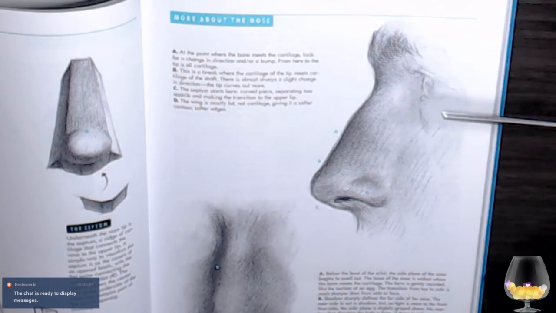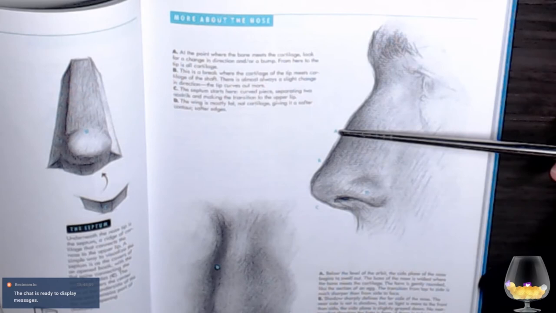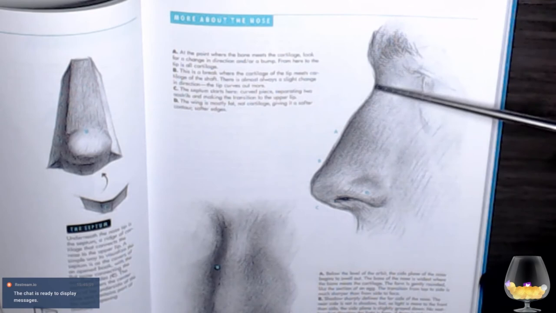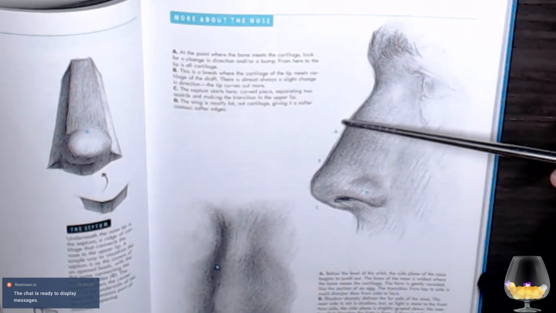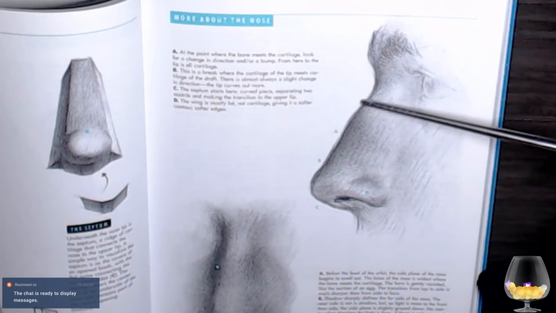Okay. More about the nose. At the point where the bone meets the cartilage, which is this part, is A. Look at the change in direction and the bump from here to the tip of the cartilage. So this is where the bone hits, and then this is where the nose cartilage starts. And it looks like the angle. This angle goes like this, while this angle goes like this.